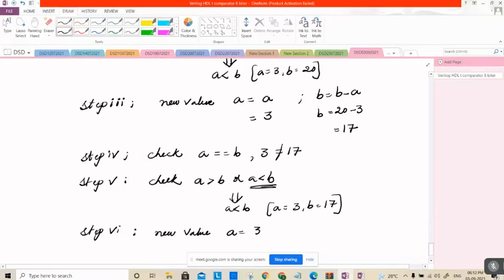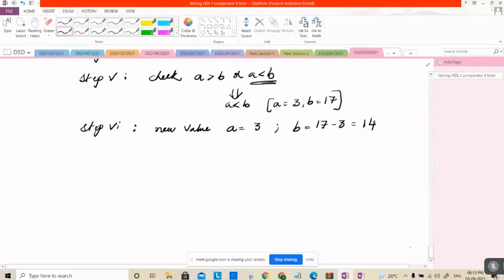New value of A will be equal to 3. New value of B will be equal to 17 minus 3, which is equal to 14. Now step seven, again, check whether A is equal to B or not. It says that 3 is not equal to 14. Now I'll be going for step 8.